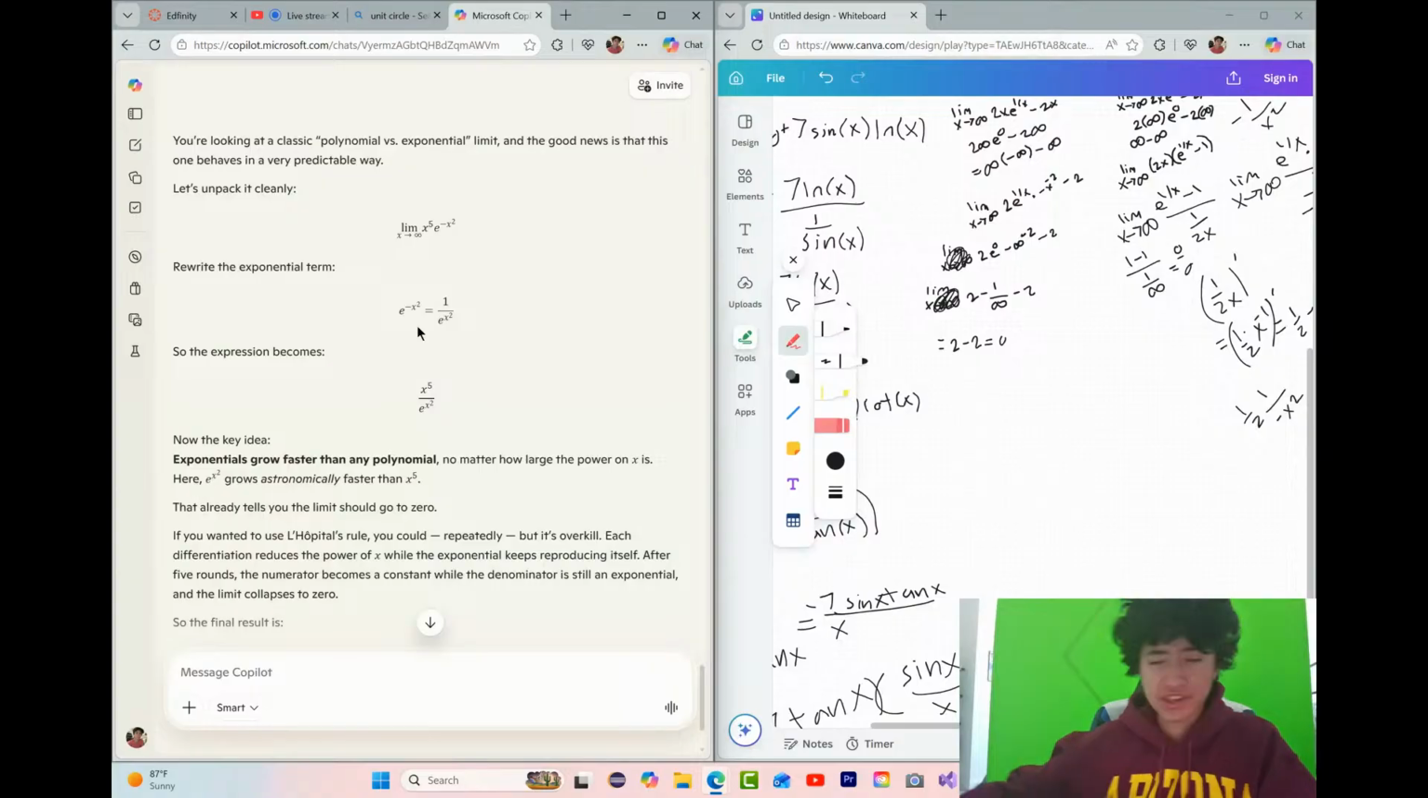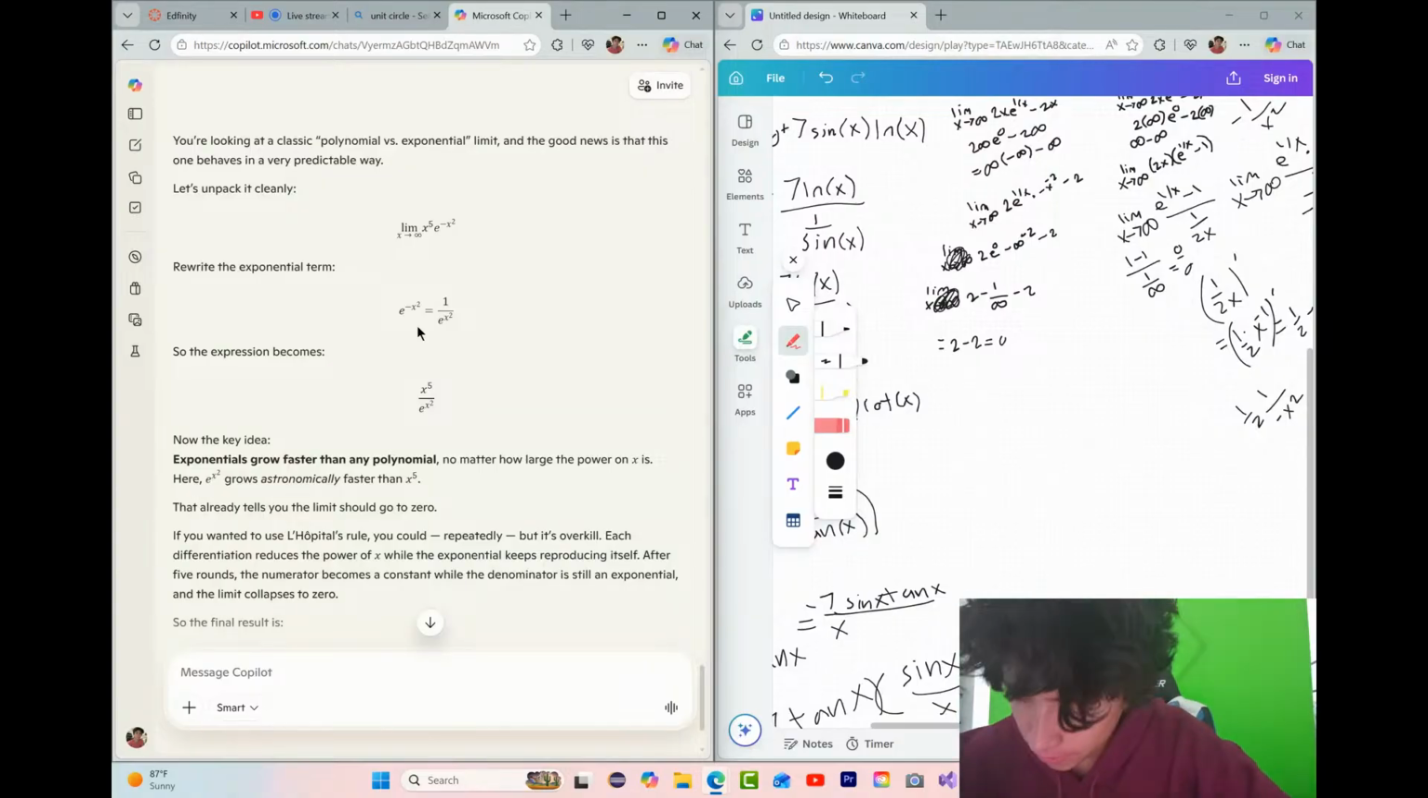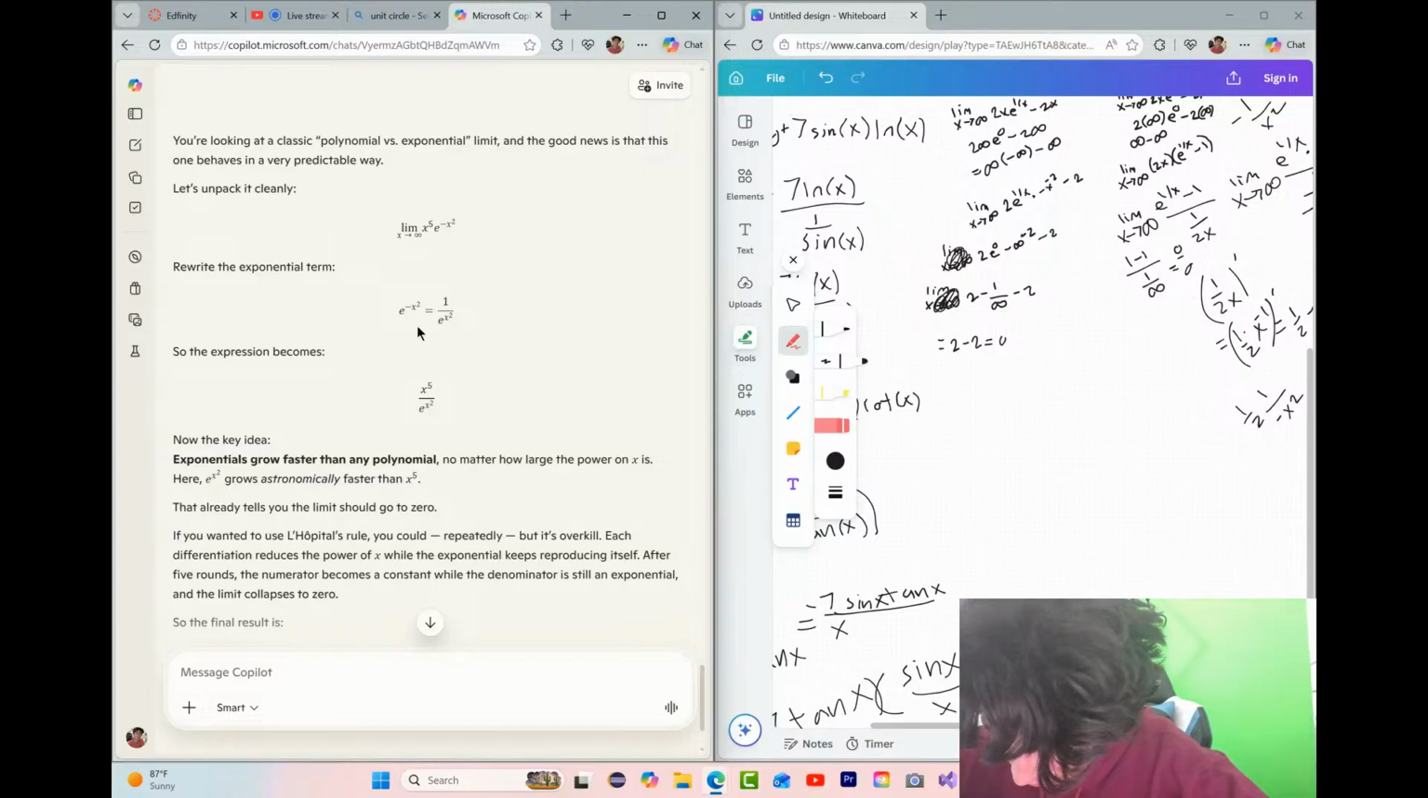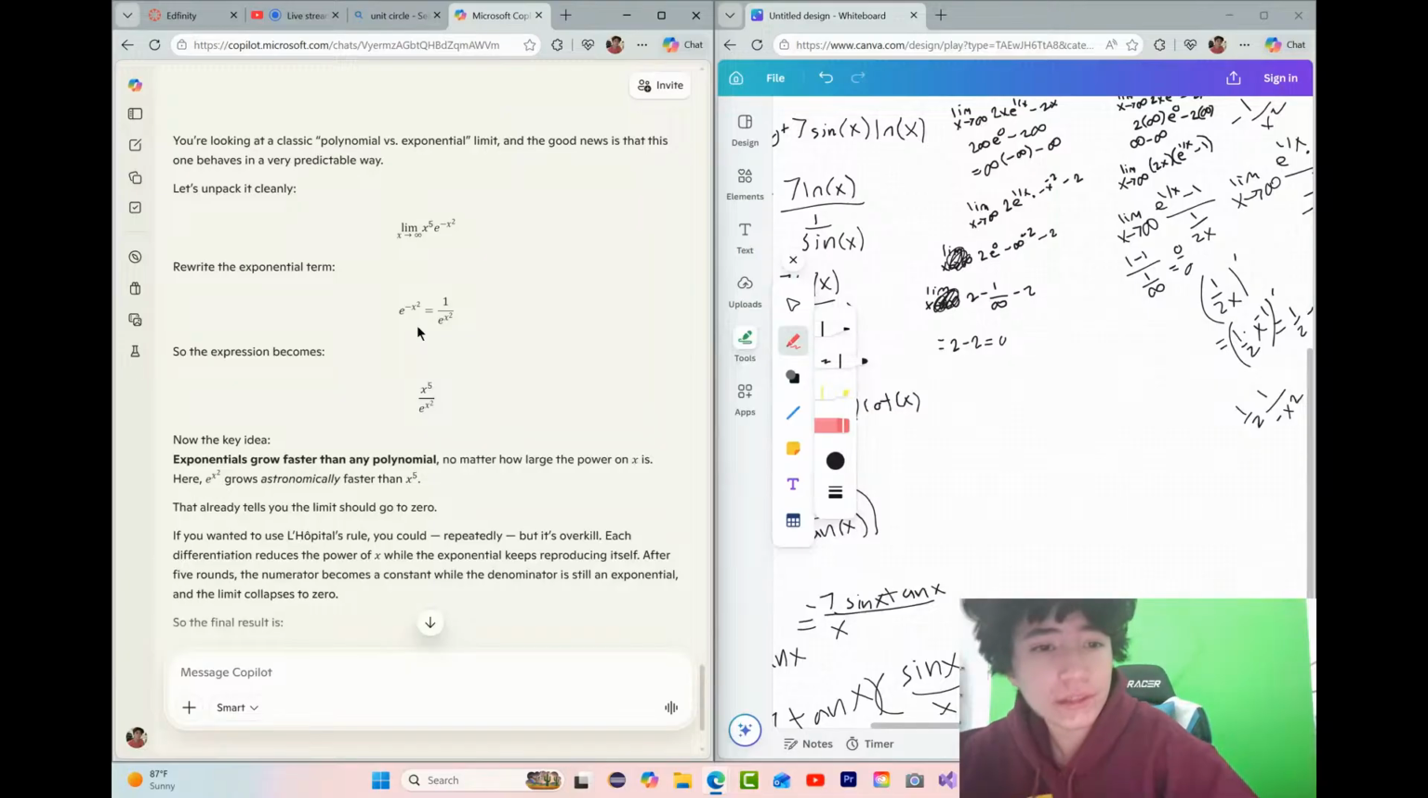Dude, these problems are getting hard. They're requiring more problem solving. So applying L'Hopital's rule, we get x to the power of 5 over e to the power of x squared. Yeah, that makes sense. Now, does that work?